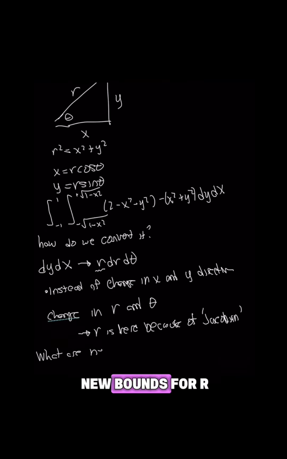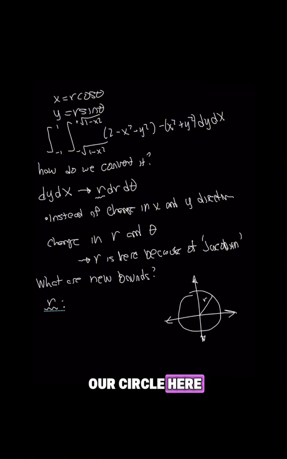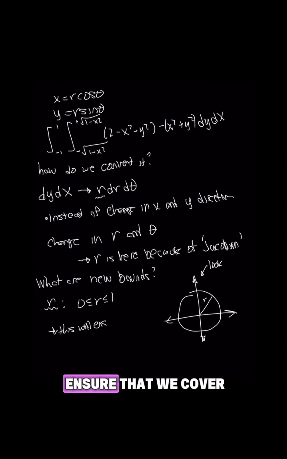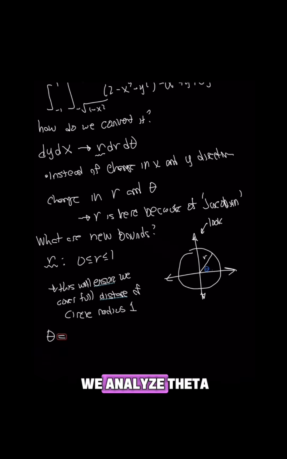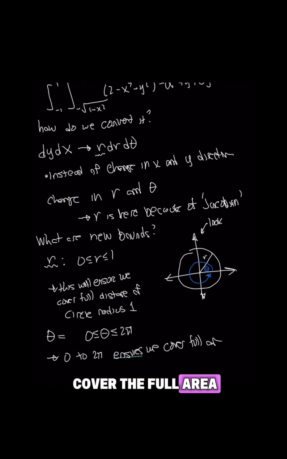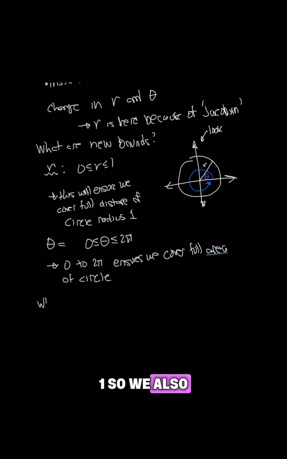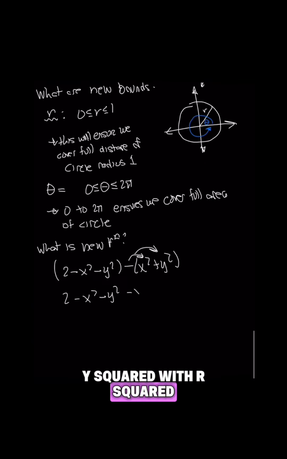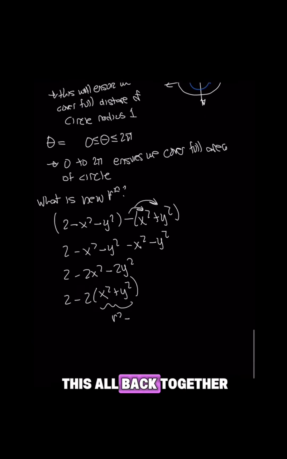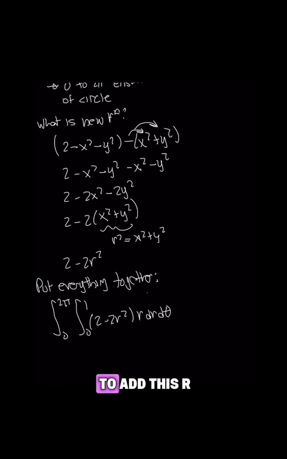So what are the new bounds? For r, if we look at our circle here, r is going from 0 to 1. This will ensure that we cover the full distance of the circle radius 1. And then if we analyze theta, to cover the full area of the circle in the integral, theta has to go from 0 to 2 pi to ensure that we cover the full area of the circle of radius 1. So we also have to convert our function. We have to replace the x squared plus y squared with r squared because that's our new variable. And if we put this all back together, we get this integral here. Don't forget to add this r here.